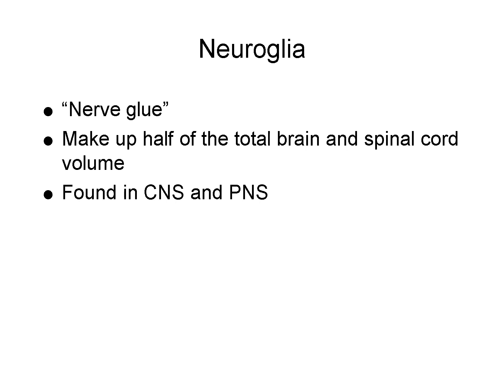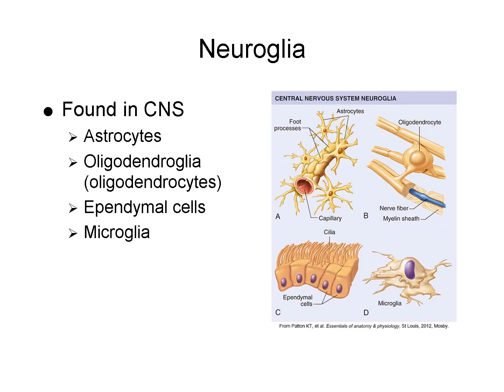Neuroglia, often called nerve glue, make up about half of the total brain and spinal cord volume. These support cells are found in both the CNS and the PNS. They play critical roles in maintaining the environment around neurons, providing protection, support, and nutritional health, and assisting in repair after injury.